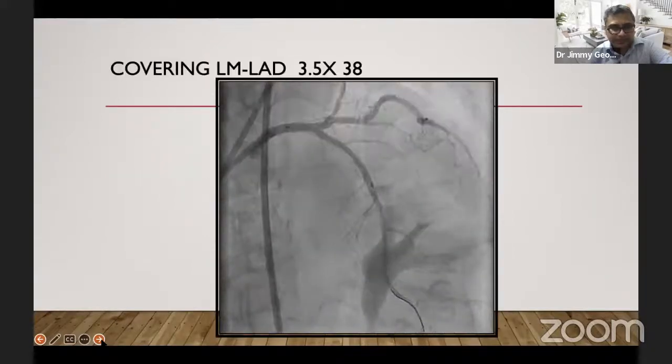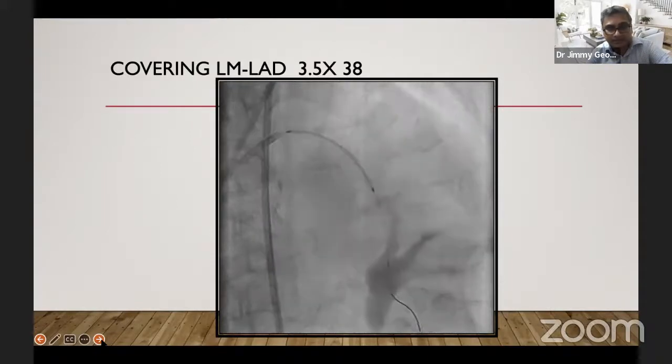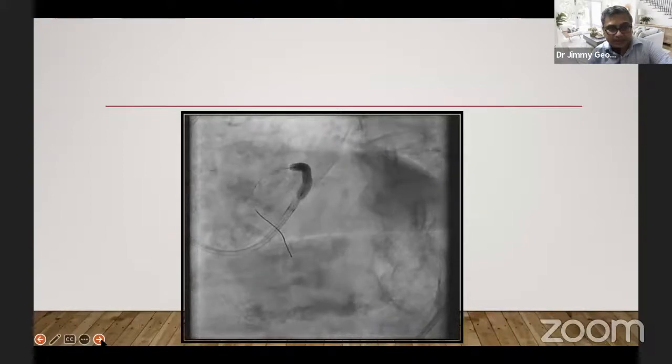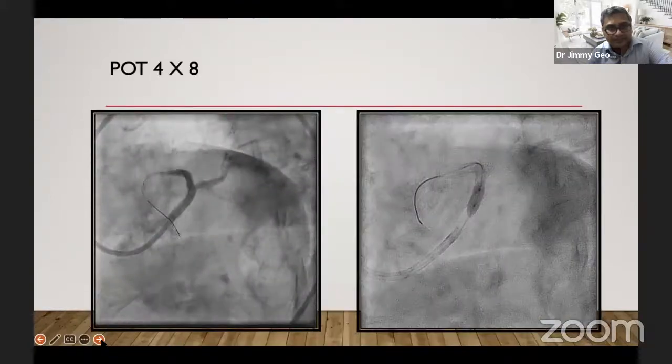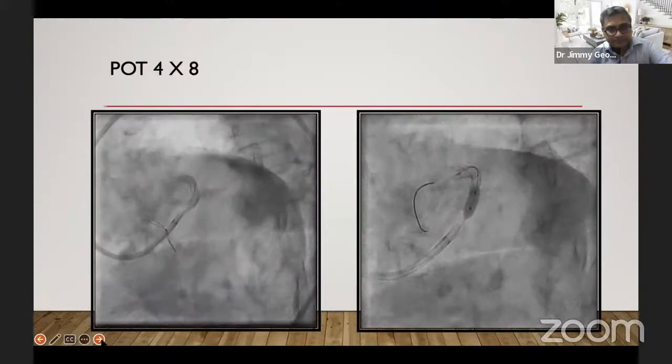So the crushing and recrossing were done, and the left main LAD was stented with a 3.5/38 design stent, which was deployed. That was the deployment of the LM-LAD stent. And a POT with a 4x8 balloon was done.